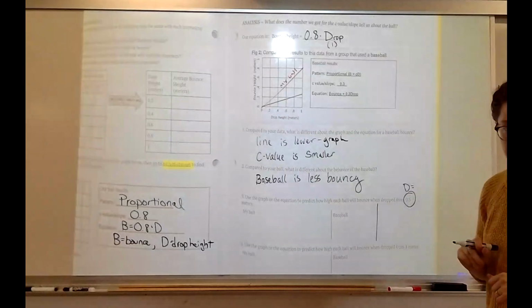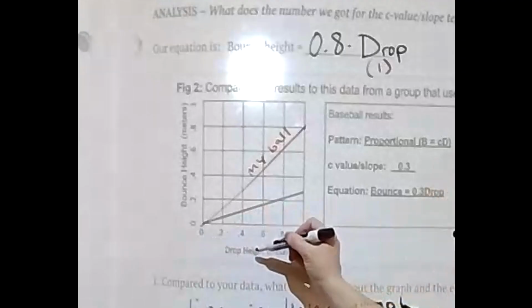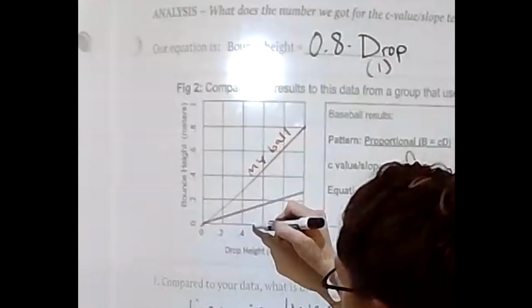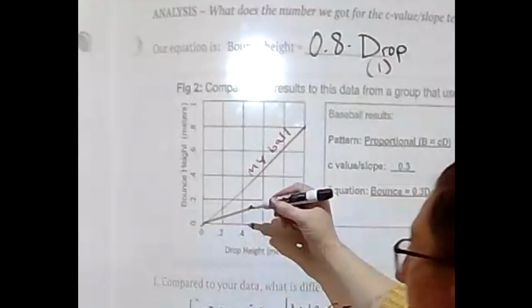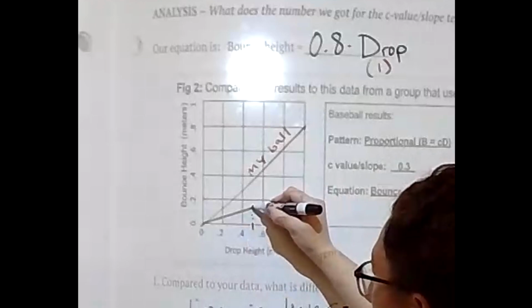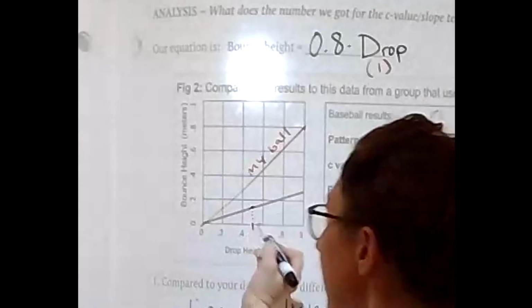D equals 0.5. So I'm going to find a drop height of 0.5 on the graph up there. I see that when it's 0.5, I can follow that up to the line. I put a little dot there. I hope this shows up.